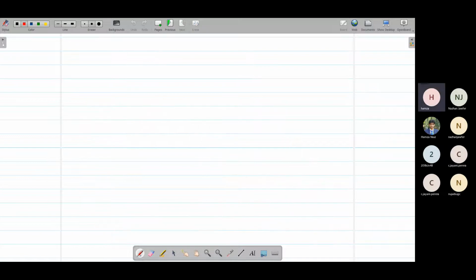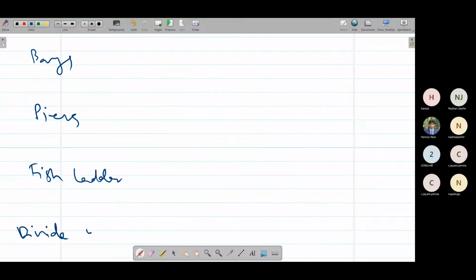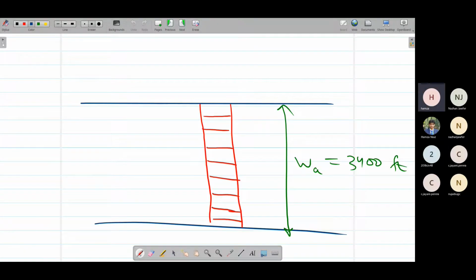So we are going to divide this. So we have first of all bays, piers, fish ladder, and divide walls. Divide walls we provide at the extreme edges, these blue ones, because we call this portion the undersluice portion and we decrease this depth. So we provide our divide wall here.